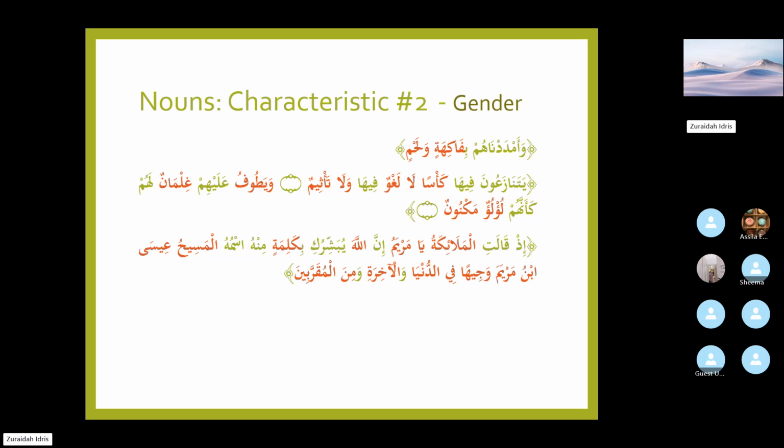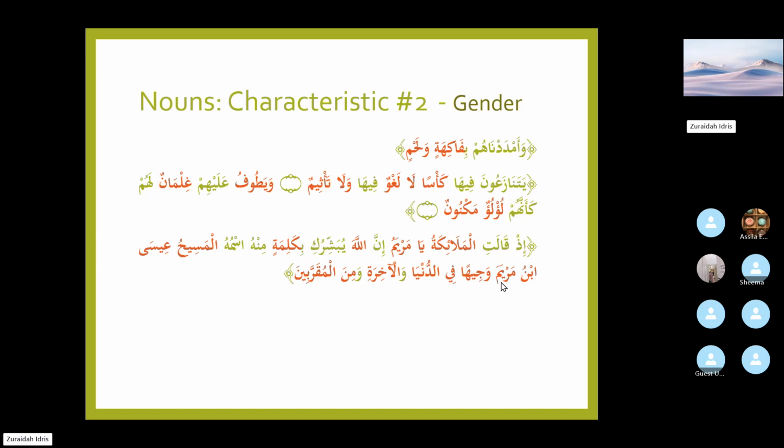Is it ma'rifah or nakirah here? There's no al and there's no tanween. Interesting, right? No al, no tanween. There is a reason why it doesn't have a tanween, which we have not learned yet. So you don't have to worry. We will come back to this later.